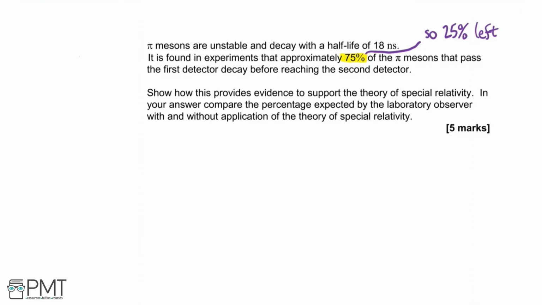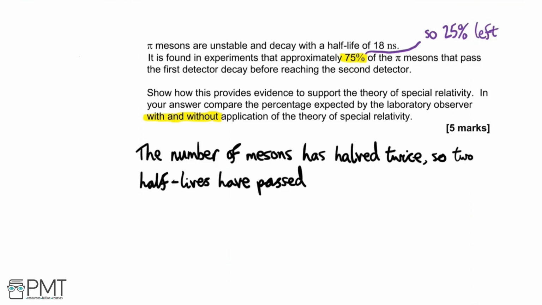Now, the other thing to say is that we need to compare the percentage expected by the laboratory observer with and without application of the theory of special relativity. So we want to show that 75% agrees with special relativity occurring and what the percentage would be if special relativity wasn't a thing. So the first thing to write down is that where this is dropping down to 25%, 2 half-lives have passed because the percentage is halved twice. And that's in the observer's frame of reference. So you'd actually get 2 marks for making that point. You might want to just be explicitly clear here and say that by halving twice, it's dropped to 25%.